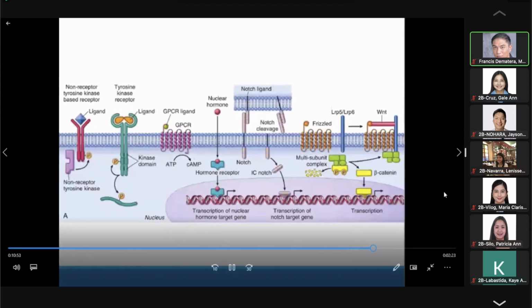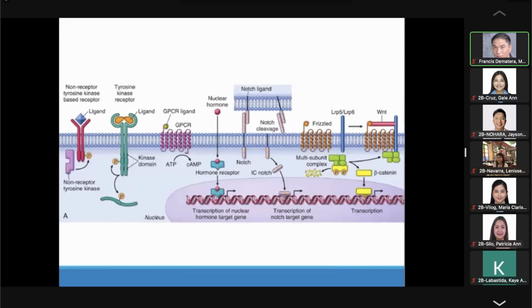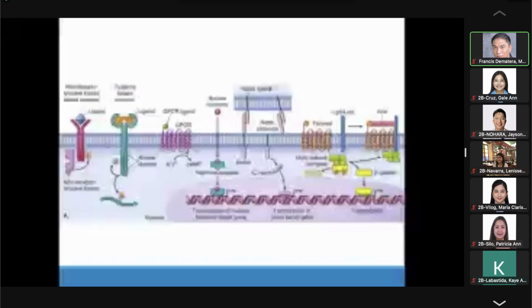So in this diagram, the RTKs or receptor tyrosine kinases are integral membrane receptors. Non-receptor tyrosine kinases are for receptors with no intrinsic catalytic activity. They phosphorylate motifs on receptors or proteins.